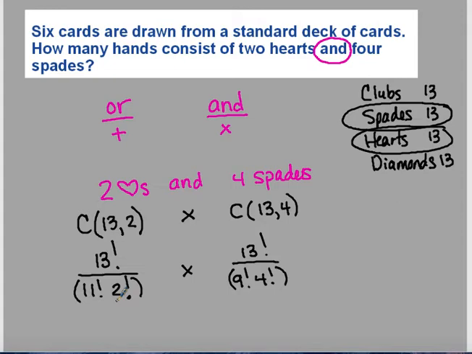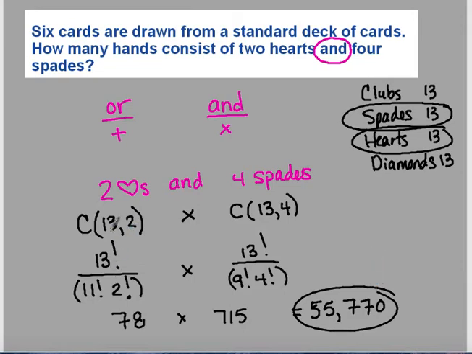All right, so 13 combinations of 2 gives me 78, times 13 combinations of 4, which gives me 715, for a total of 55,770 ways you can choose 2 hearts and 4 spades in a standard deck of cards.